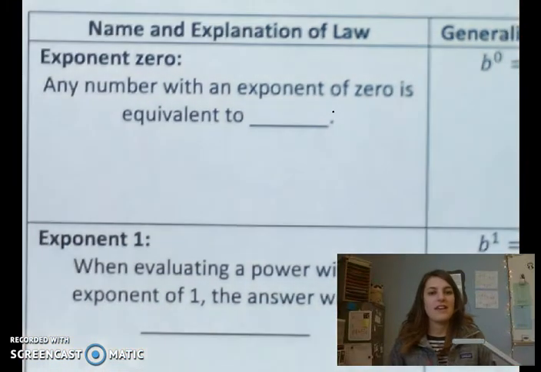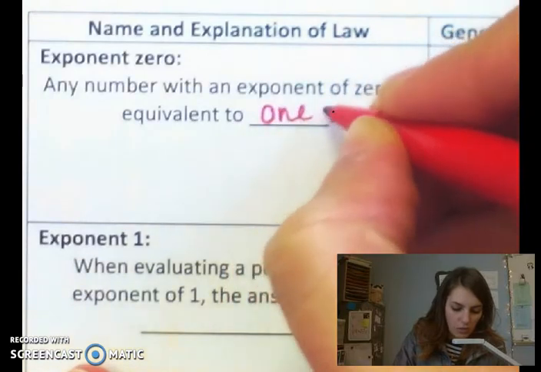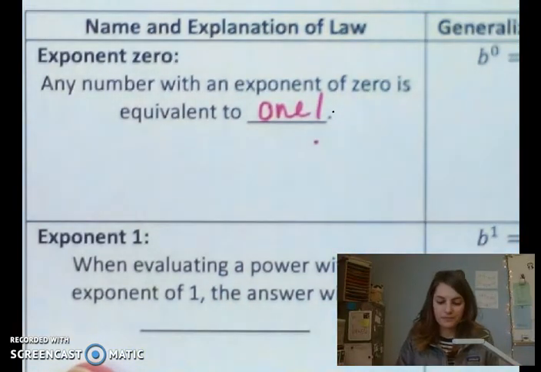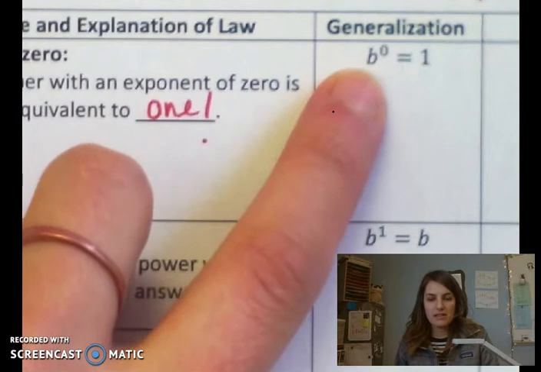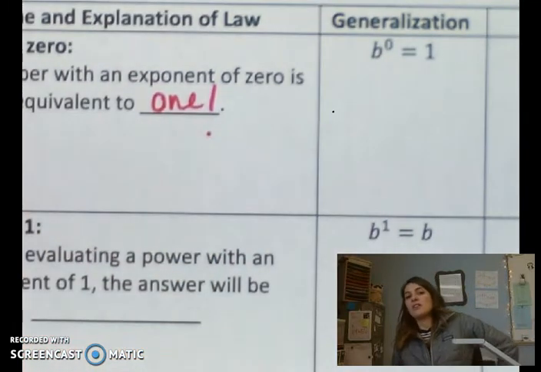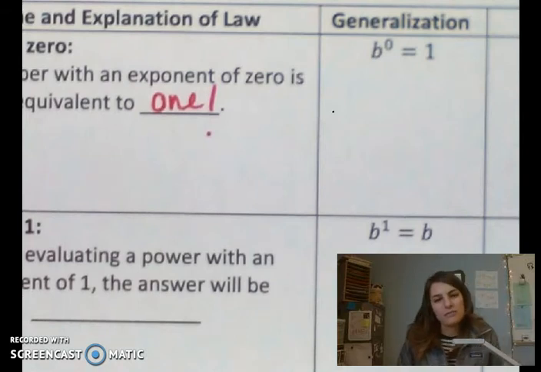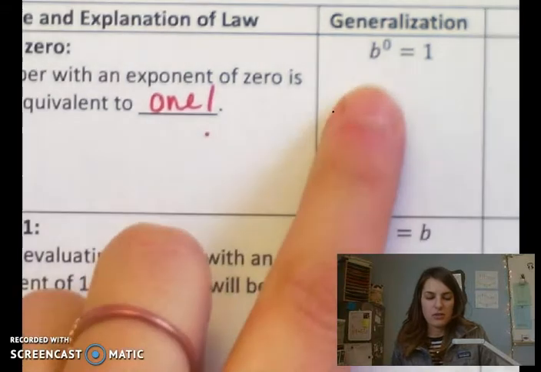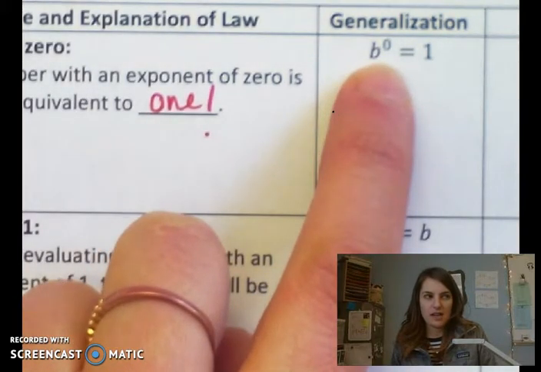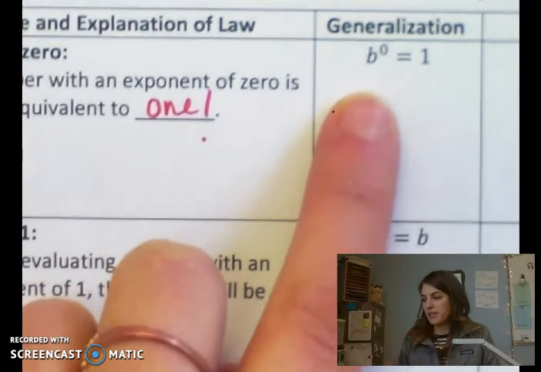So the law is actually that any number with an exponent of 0, the answer is always going to be 1. So our generalization is that b, like any base raised to the exponent of 0 equals 1, which is kind of hard to wrap your mind around because what an exponent means is that's how many times you multiply the base times itself. So you would think if you multiplied something times itself 0 times, you wouldn't get anything. But I'm going to show you in a second why this is true.